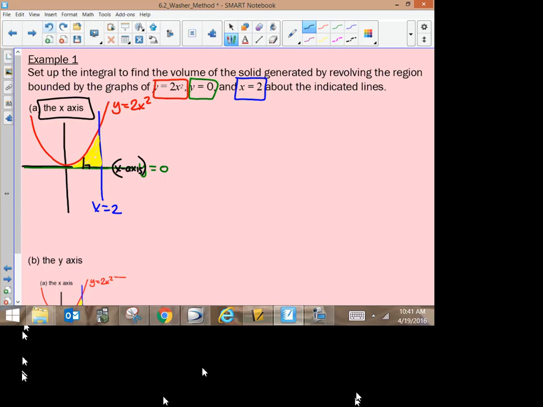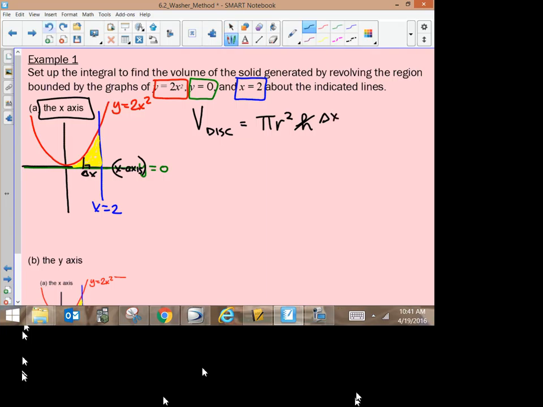So what is this? The first one is a disk. Volume, disk. What's the formula for a disk? A disk is just a flat circle. Pi R squared, it's a cylinder, with h being the change in x, since we hit the x-axis. All right, here we go.